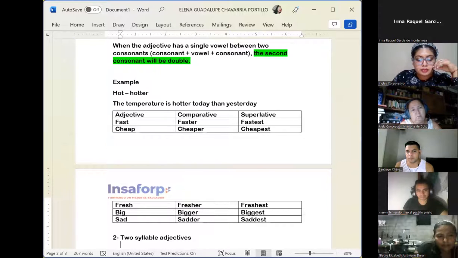And for example, adjectives ending in Y, the Y will become an E, and the appropriate suffix will be ad.